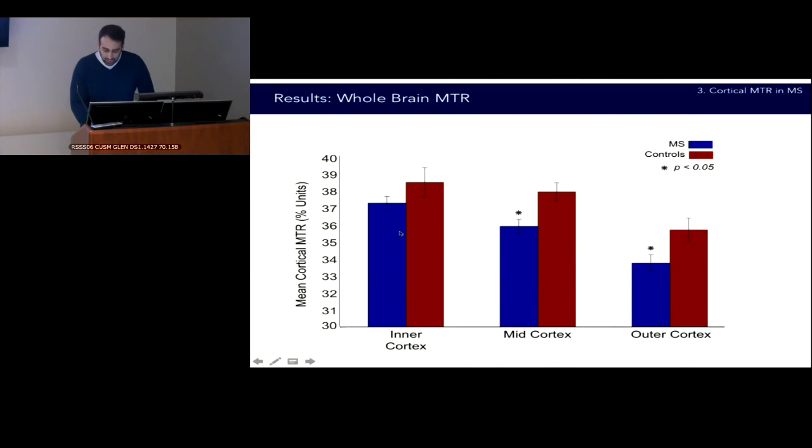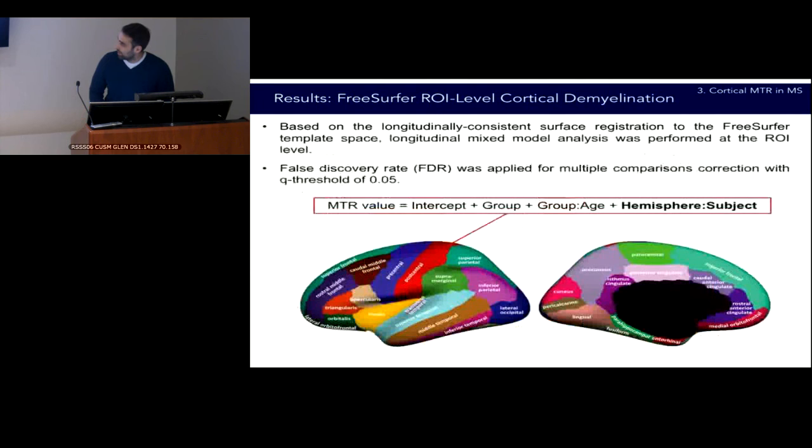But to really dig down, of course, we have to spatially parcellate the cortex, and that's what we did using the Desikan-Killiany Cortical Surface Atlas that's available in the FreeSurfer package. We parcellated the cortex into 36 individual regions based on anatomical and functional specificity. And we modeled the surface blurred MTR value in each of these regions using a mixed model analysis with interactions between hemisphere and subject as well as group and age.